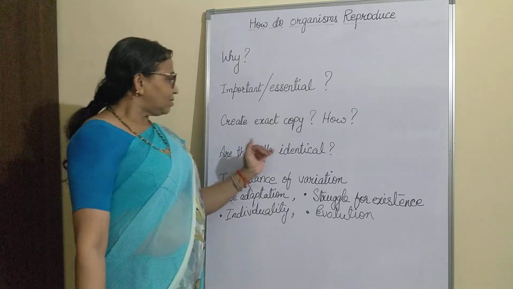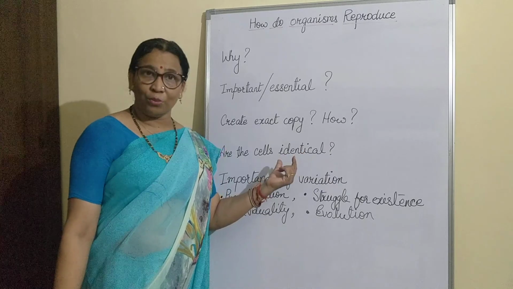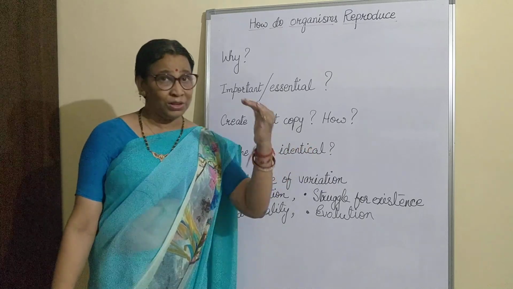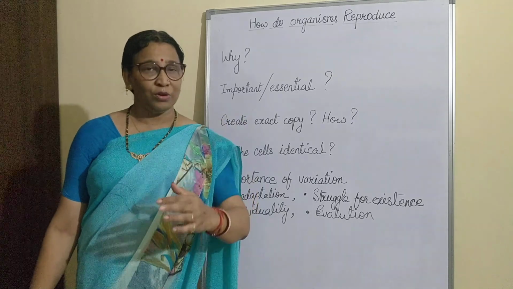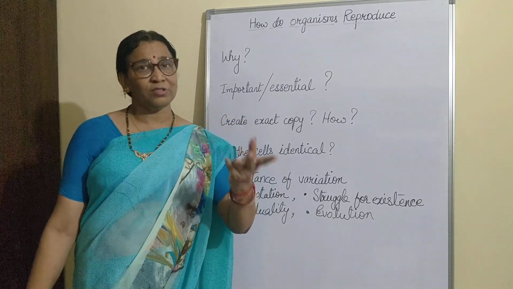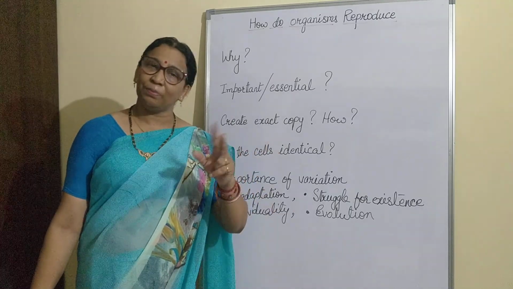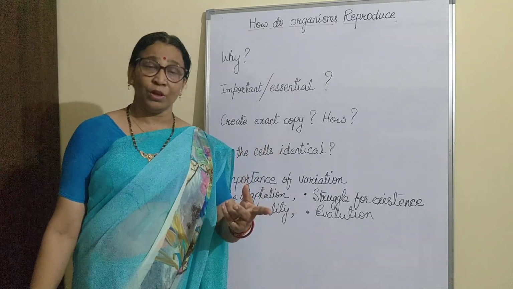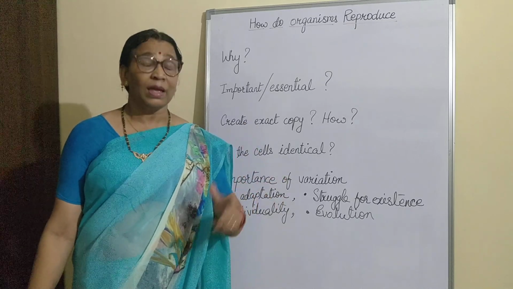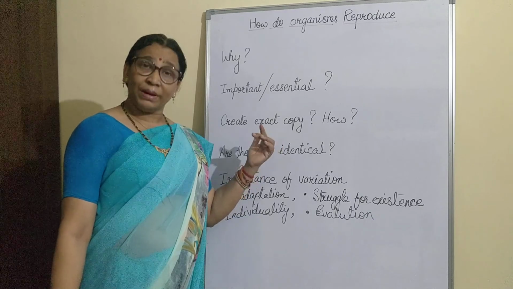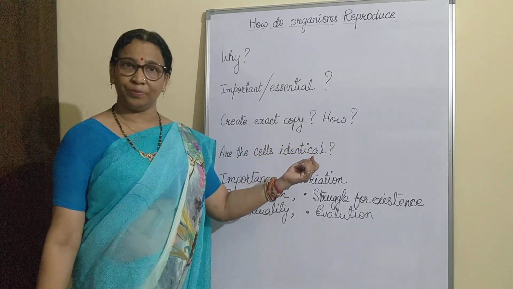Now, are the cells identical? The new cells which are formed during the cell division, whether it is mitosis or meiosis, the cell divides. In mitosis the cell divides into 2, and in meiosis the parent cell divides into 4. So the new cells which are formed, are they identical? They are identical, but there may be some variation, a little bit of variation in them.